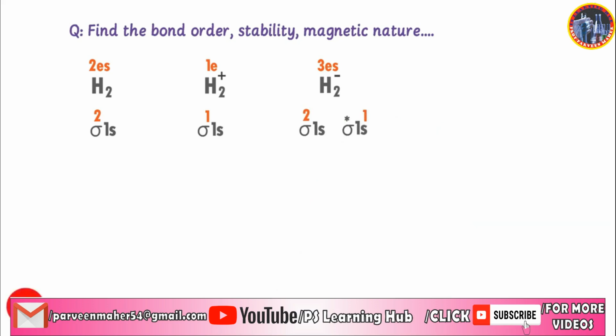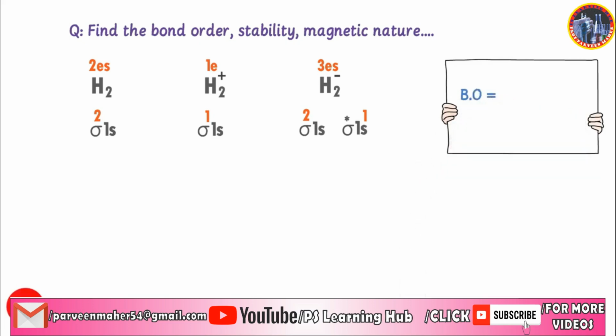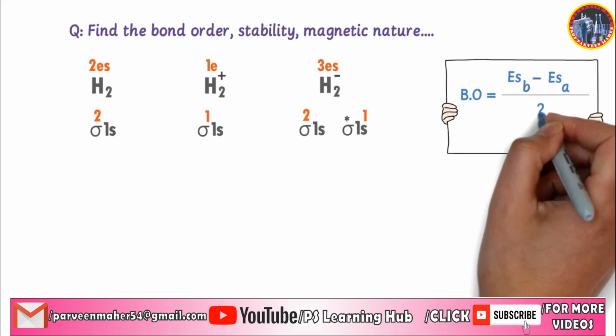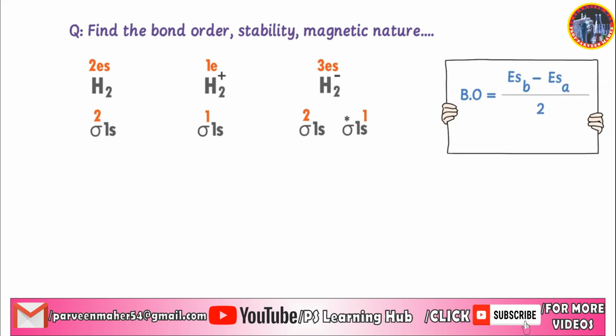Now listen carefully. Bond order is equal to the number of electrons in bonding molecular orbitals minus the number of electrons in anti-bonding molecular orbitals, divided by 2. Note down that bond order means the number of bonds present in a molecule.